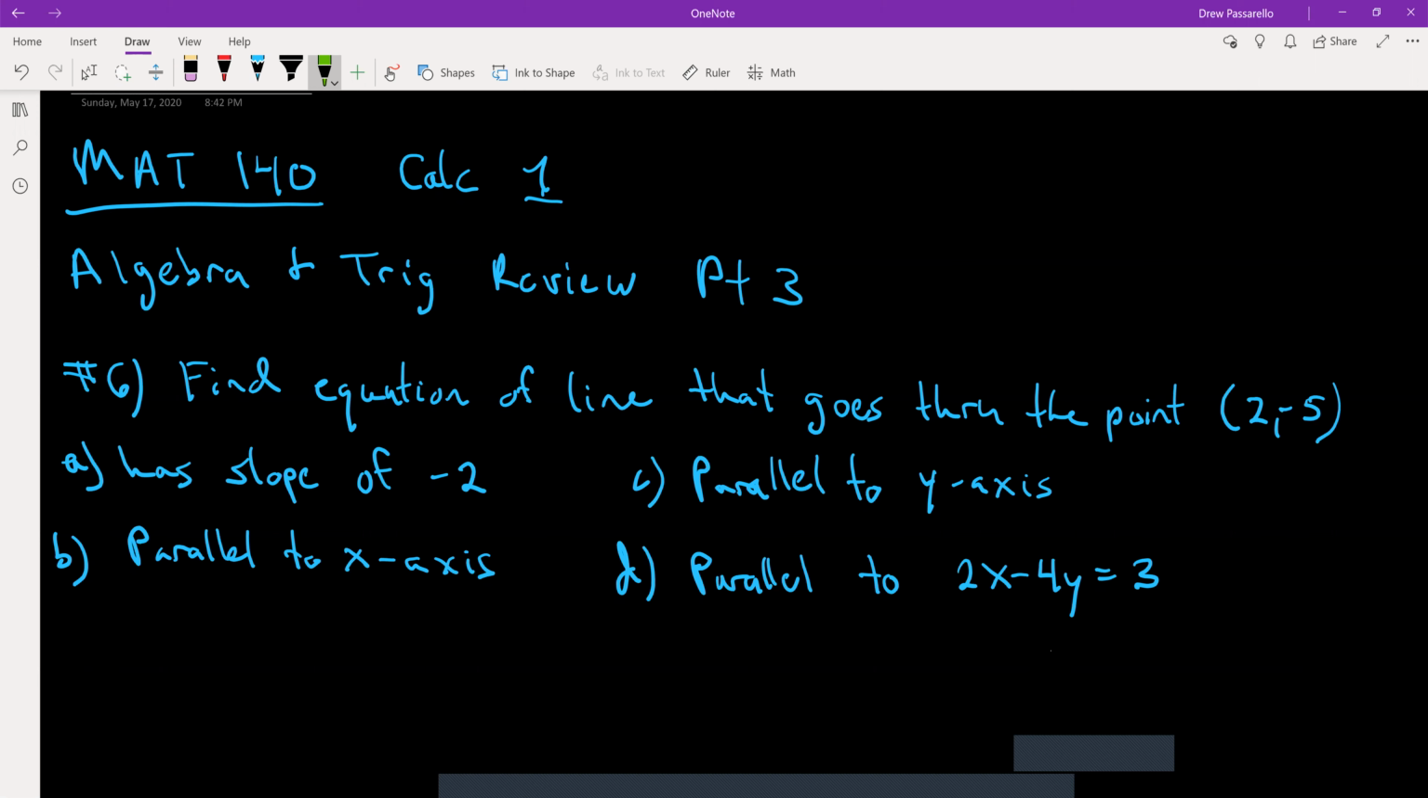Part B is this line is going to be parallel to the x-axis. Part C is going to be the line parallel to the y-axis. And part D is the line is parallel to 2x minus 4y equals 3.